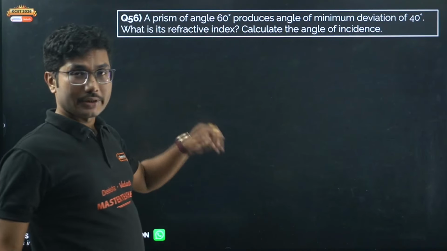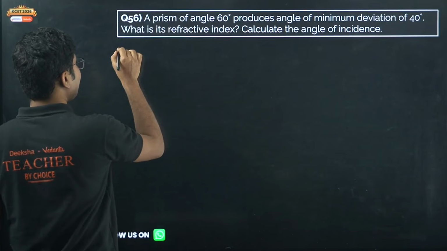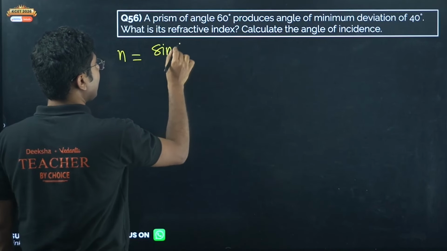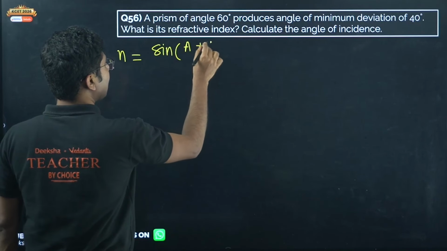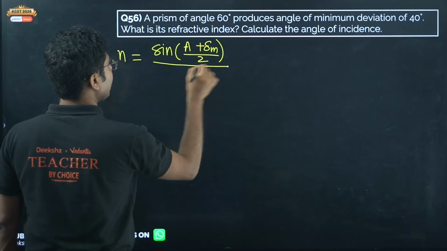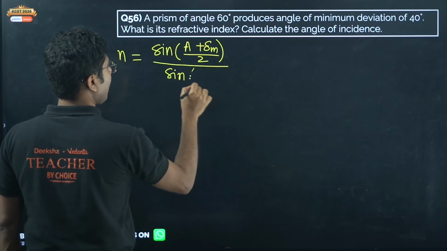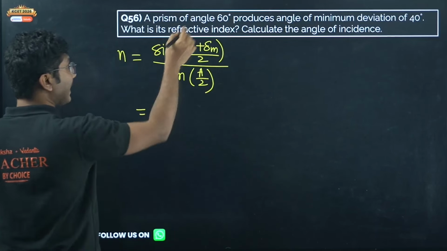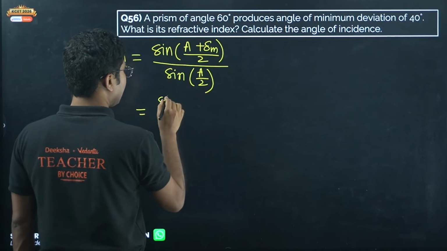So you have to calculate the refractive index. Refractive index is given by n equals sine of (A plus delta m) by 2 divided by sine A by 2. Okay, it's very simple. So A is 60 degrees, delta m is 40 degrees.